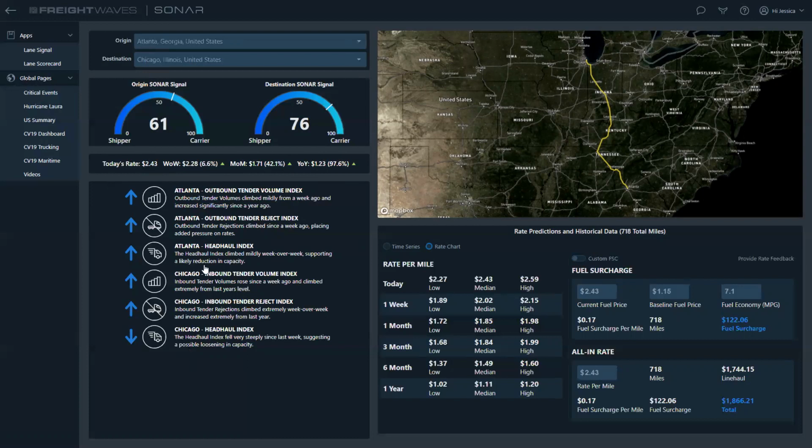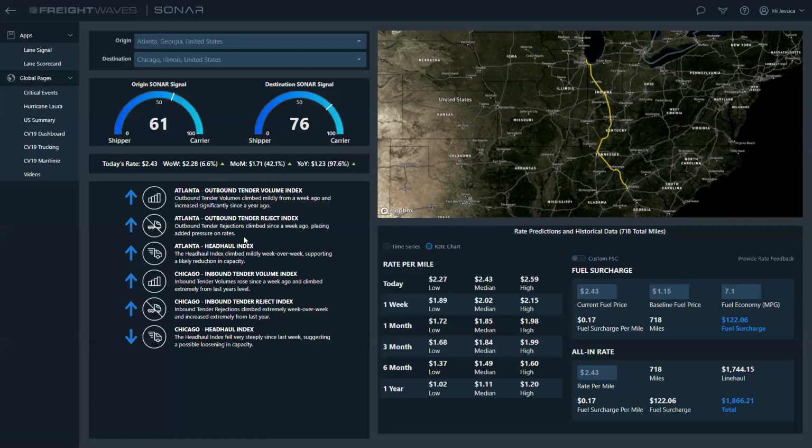This is telling you Atlanta volumes, rejections, and headhaul are all up, and it gives you a little bit of information. Volumes coming out of Atlanta are mildly up from a week ago and increased significantly year over year. So when you're talking to a customer or a carrier, you can confidently talk to them about where volumes are at. We are increasing. There's more freight shipping out of this market than there was last week and than there was last year. And you can be confident about that.